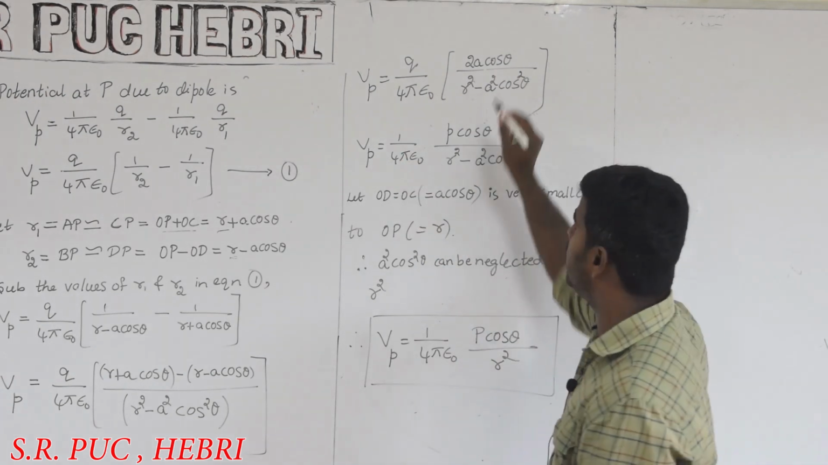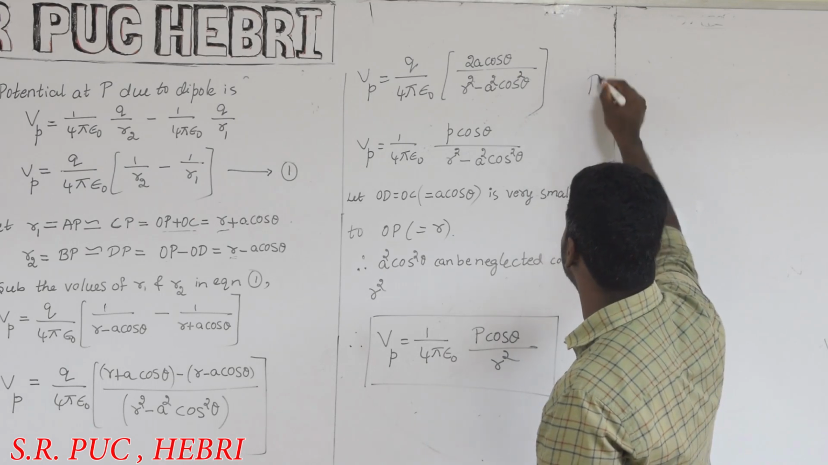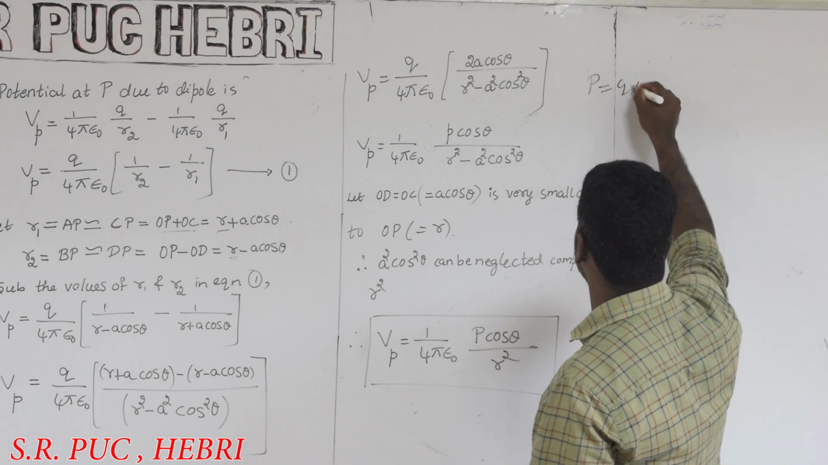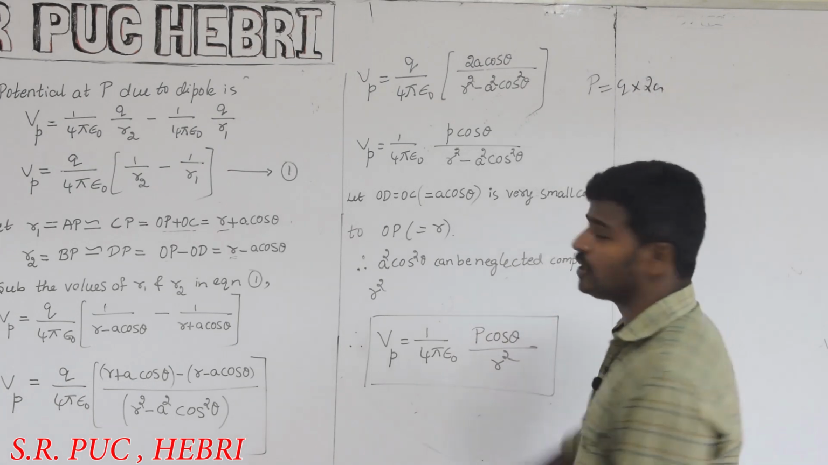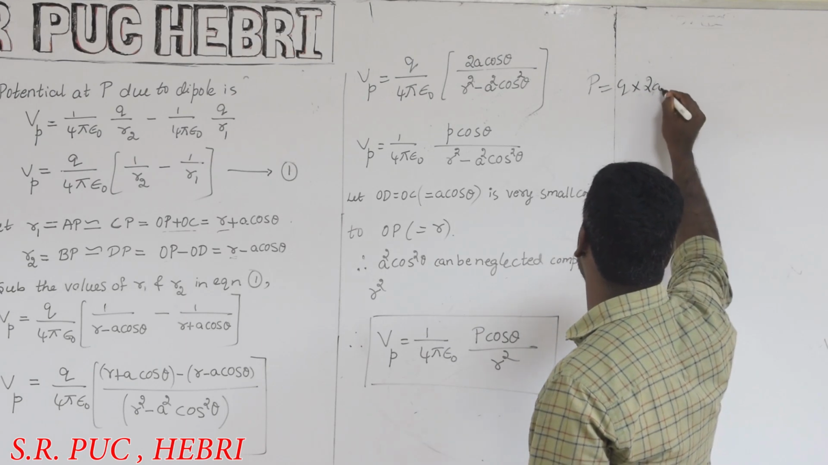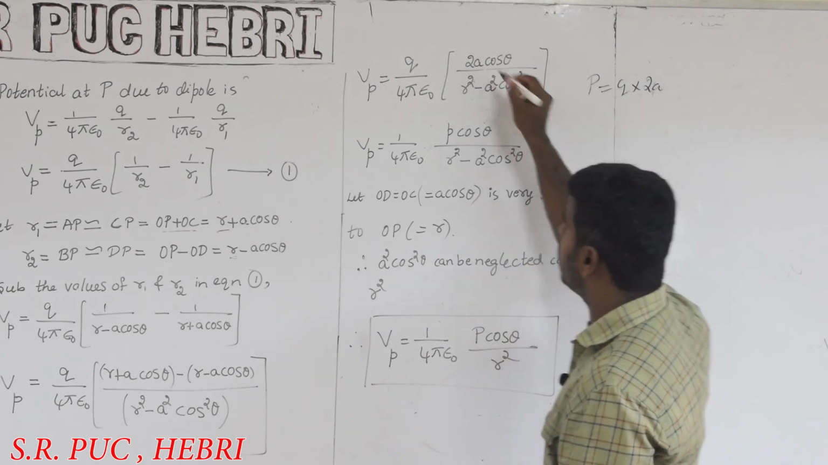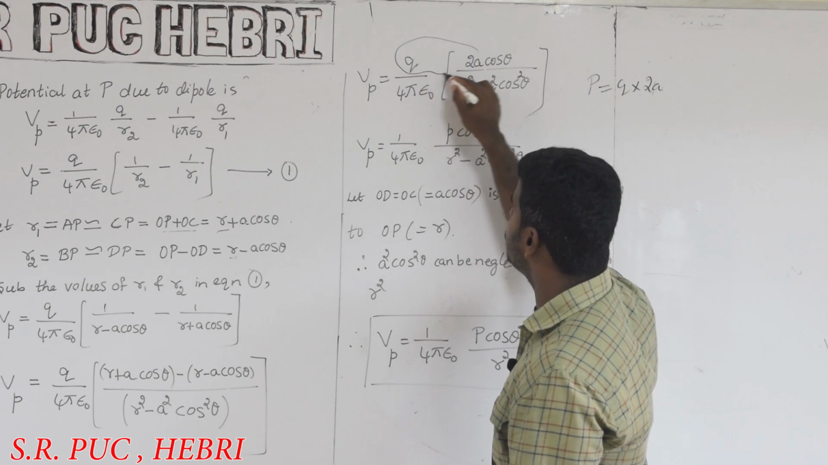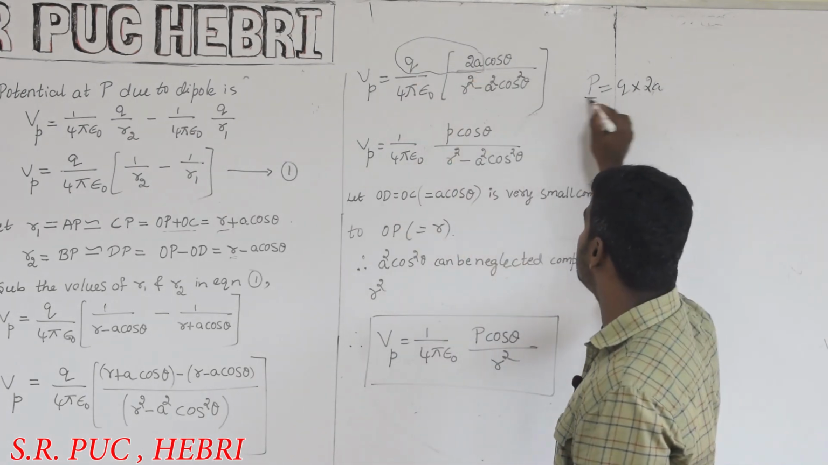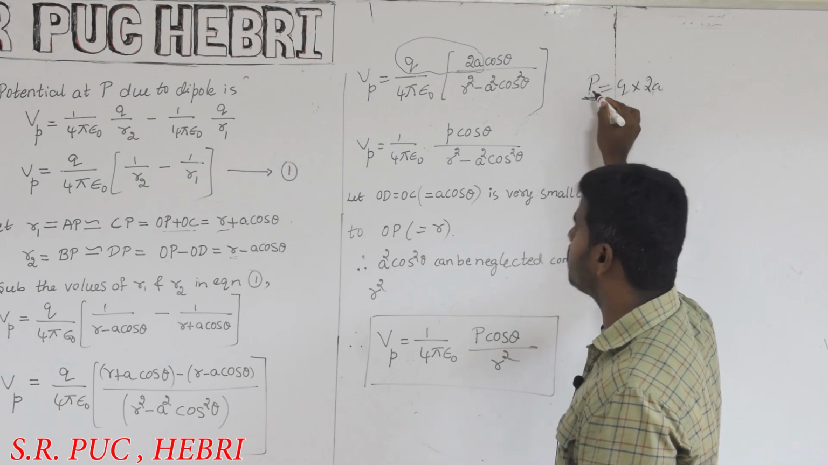Now what I have done is, in general we write the equation for dipole moment P is equal to the product of the magnitude of the charge and the distance between the dipole. Therefore, P is equal to Q times of 2A. So see here, the term Q times of 2A is nothing but the dipole moment, that is expressed by the term P.